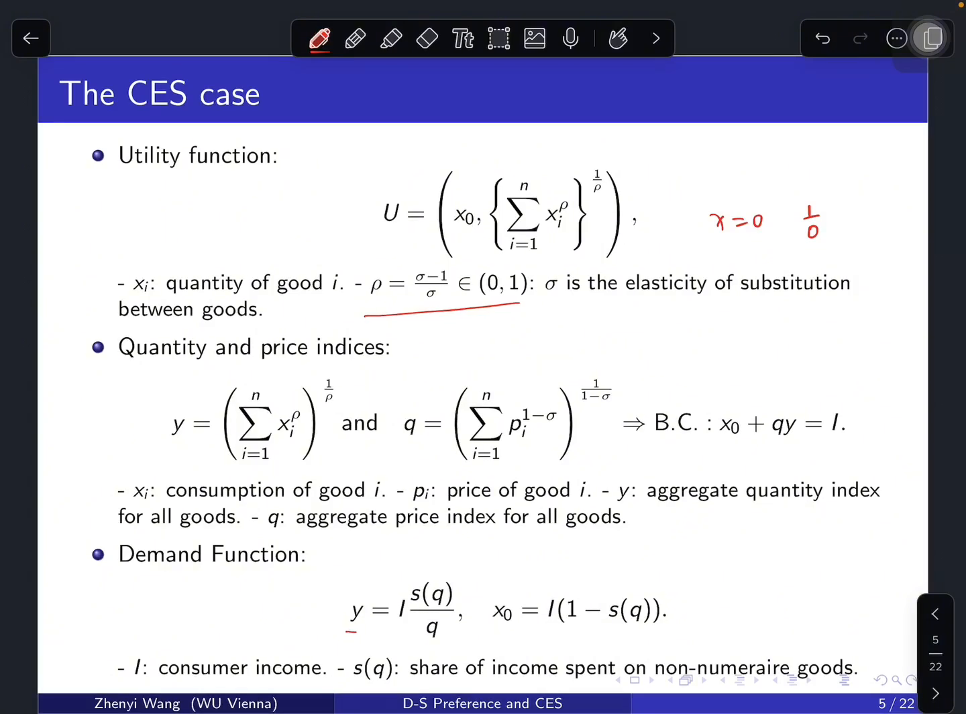They define SQ as the share of income spent on non-numerical goods. So we can write Y, which is consumption on differentiated products, as a ratio of spending on differentiated products over the aggregate price level of the differentiated products. And X0, because the price for the numerical good is standardized to 1, the consumption on the numerical good equals the spending on the numerical good.